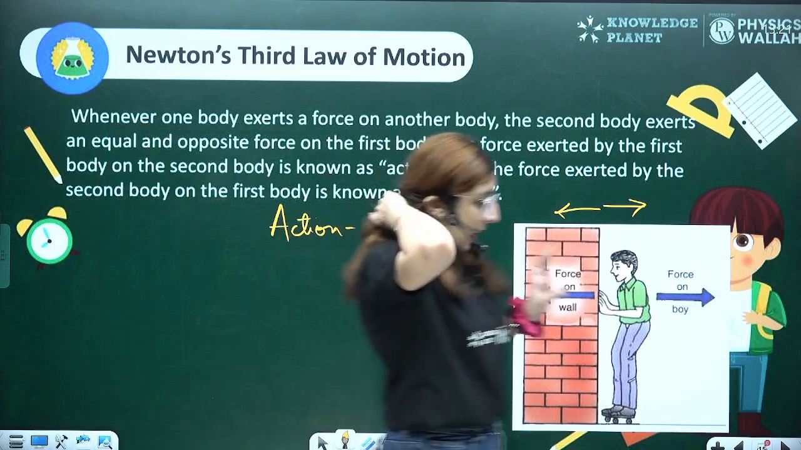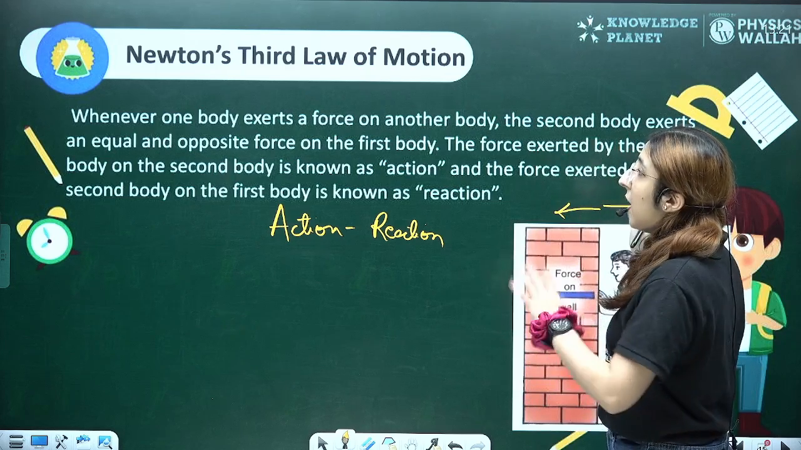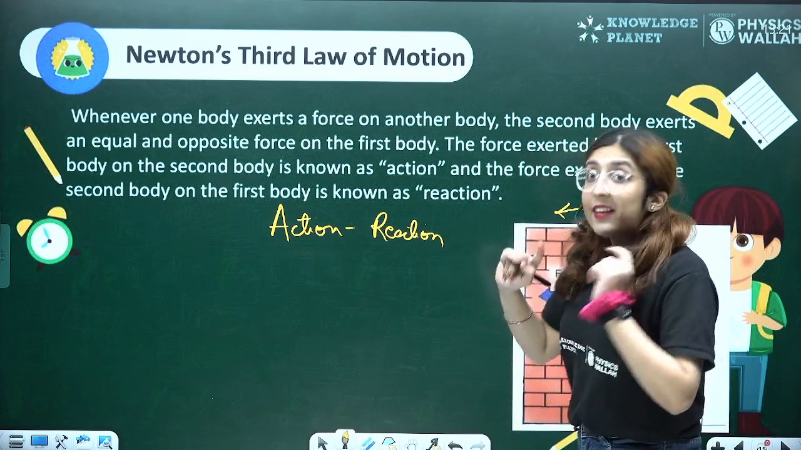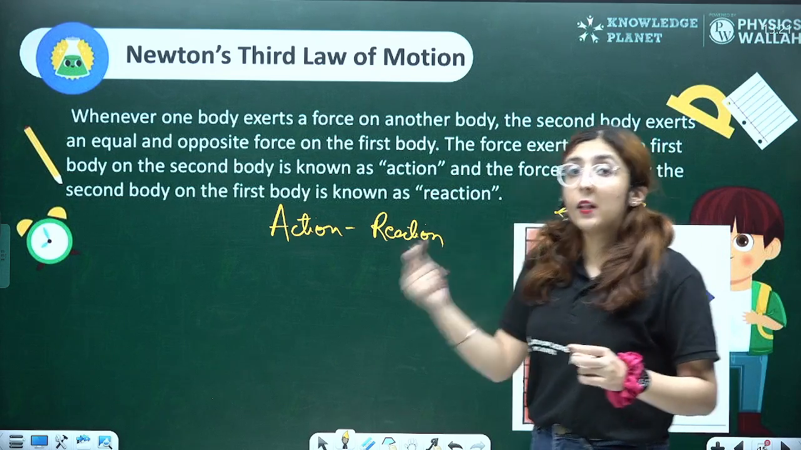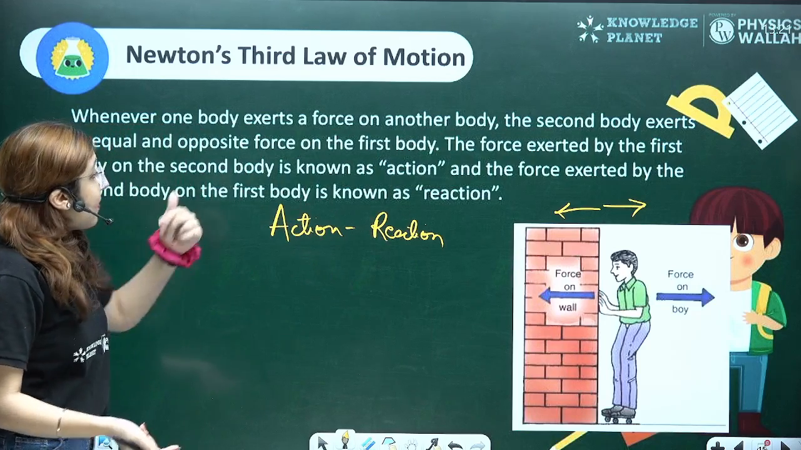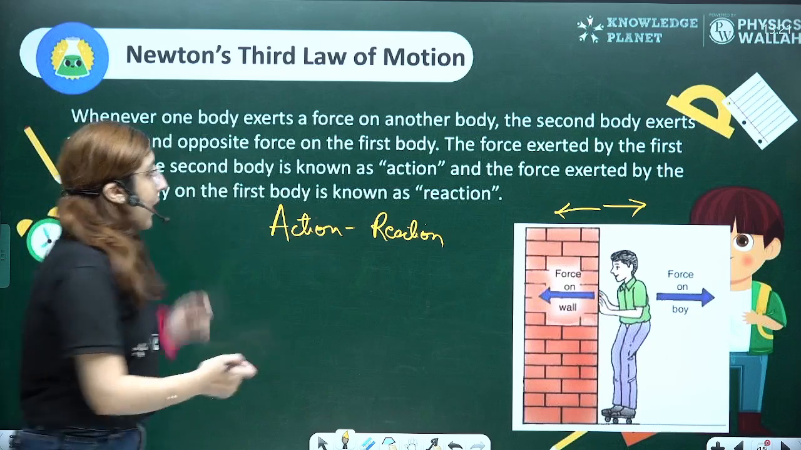So what is happening in action reaction? We say the force exerted by the first body on the second, when the first body applies the force on the second one, is action. Moreover, the force exerted by the second body on the first will be your reaction.